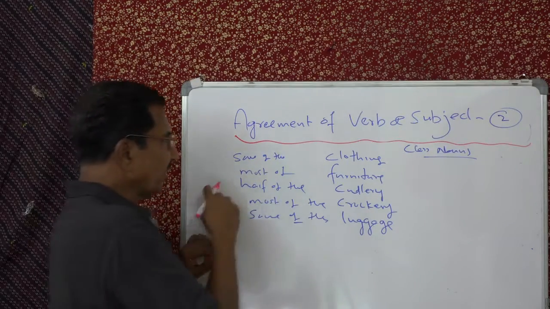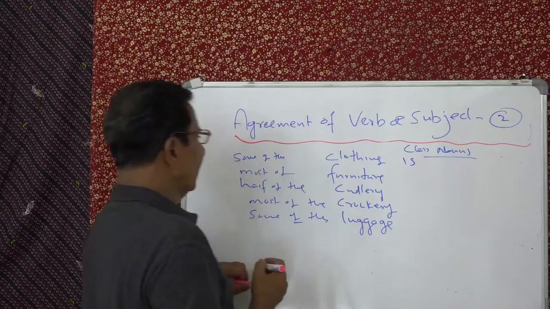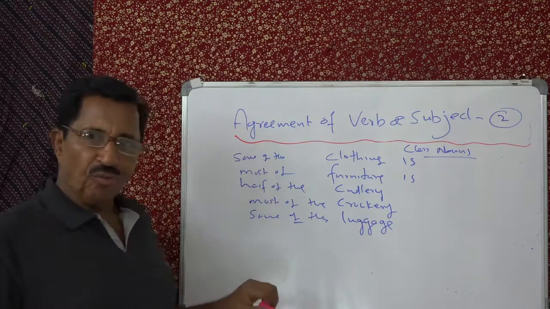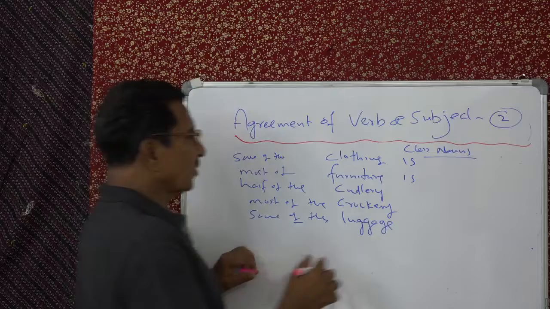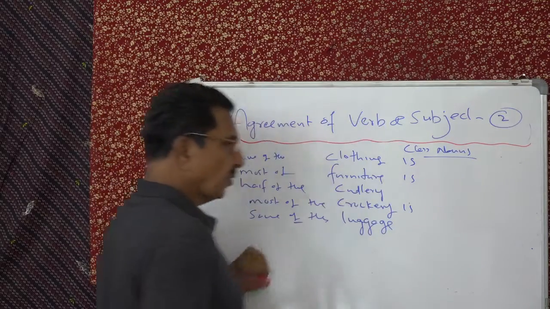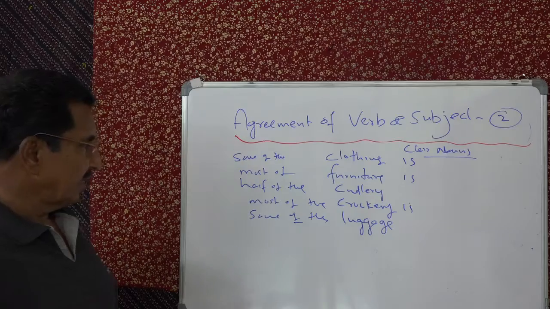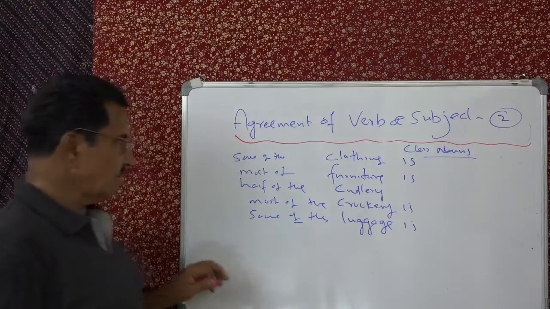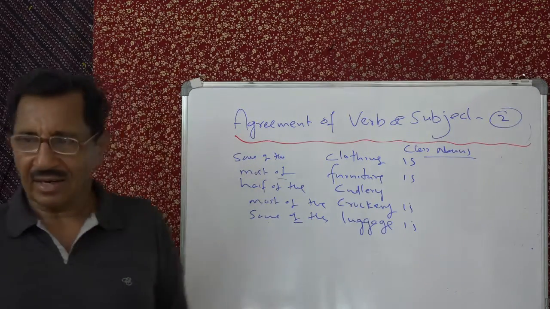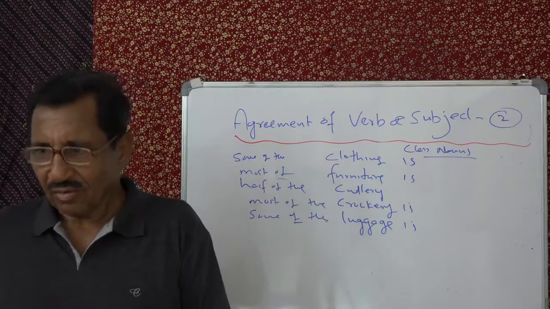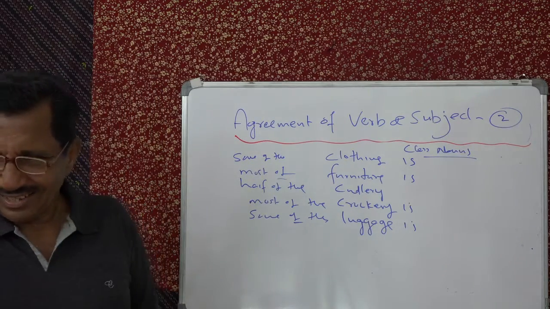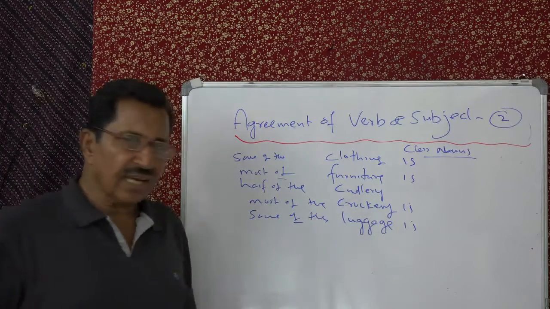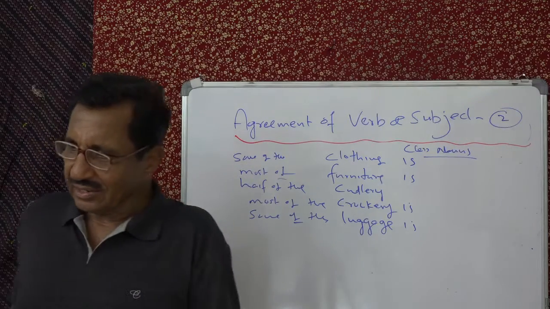See that some of the clothing is, most of the furniture is to be polished. Most of the crockery is to be washed or replaced. Some of the luggage is to be carried, not are. So of followed by class nouns is always singular. Understand that? These nouns cannot be preceded by words denoting number.